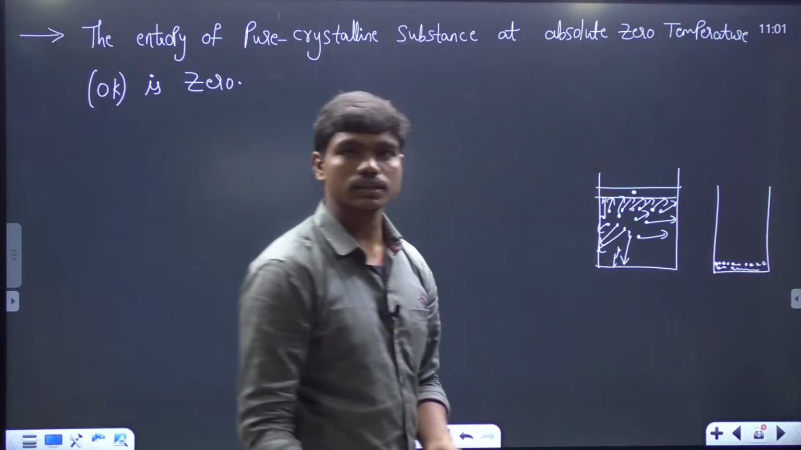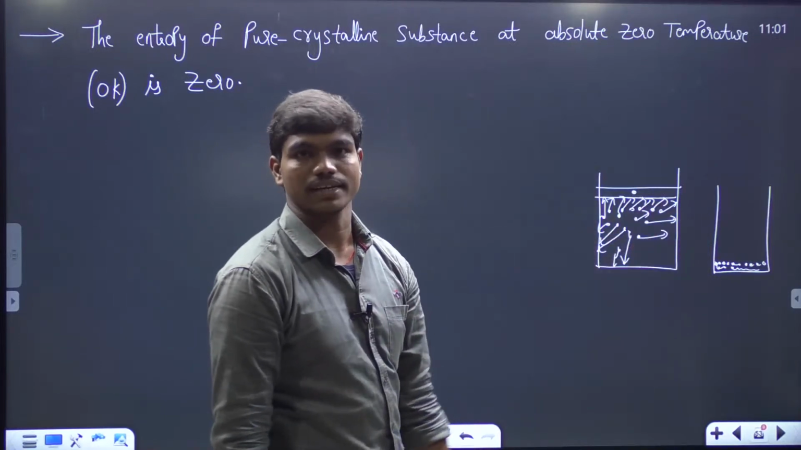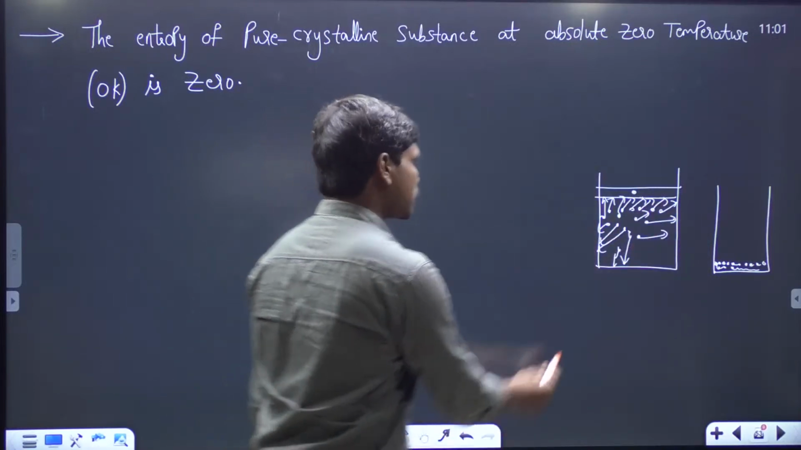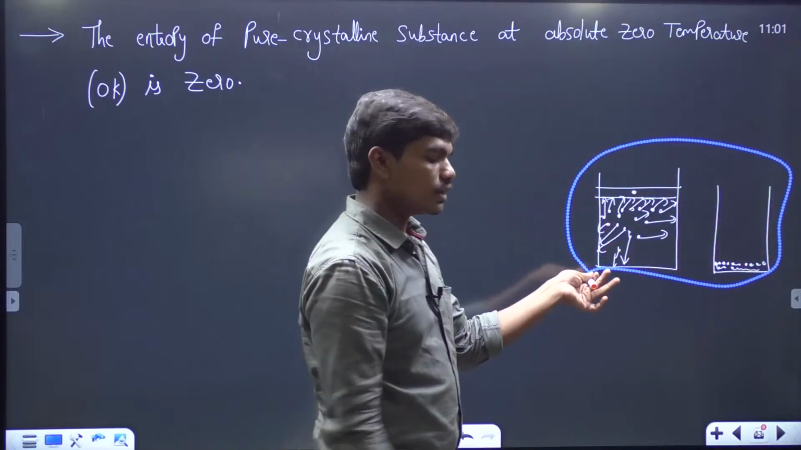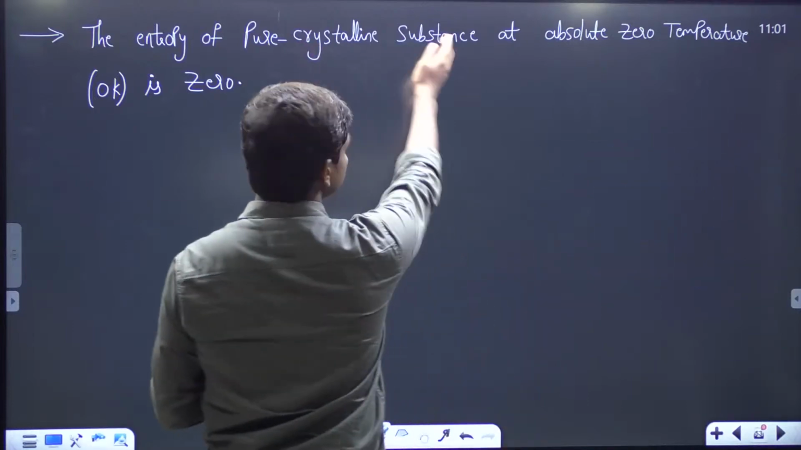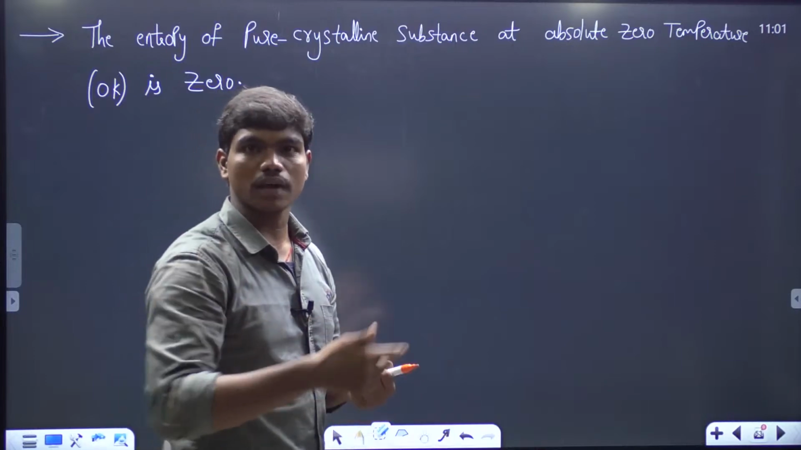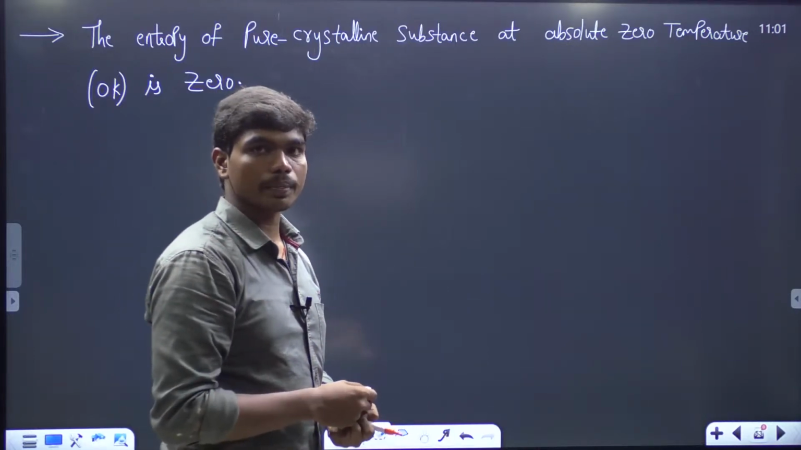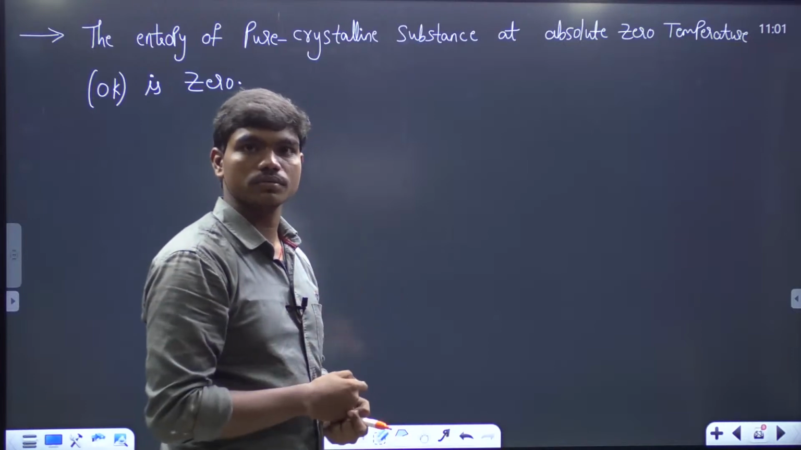Something like this, correct? So what happens? There is no disorderness because the molecules practically stop moving. But for crystalline substances, in gas molecules, at least you have something. For example, in gas, molecules can move from one place to another. But if you talk about pure crystalline substances, basically solids, are molecules capable of moving? Internally, they vibrate about their mean positions if the temperature is more, correct?